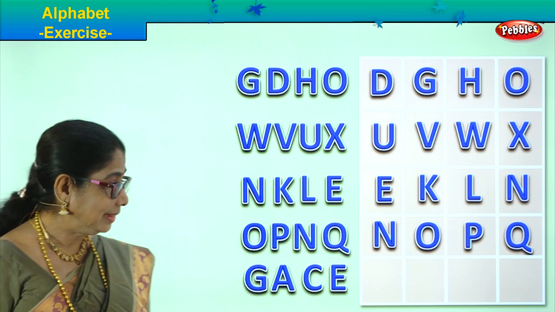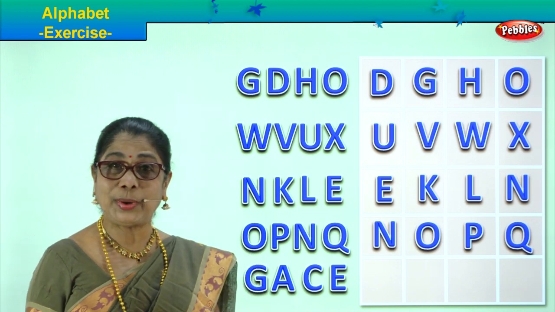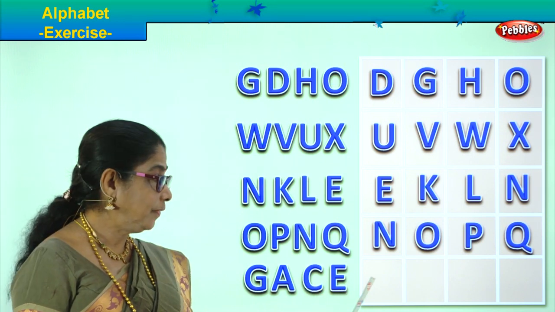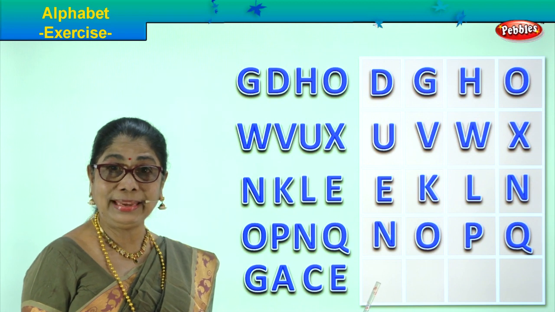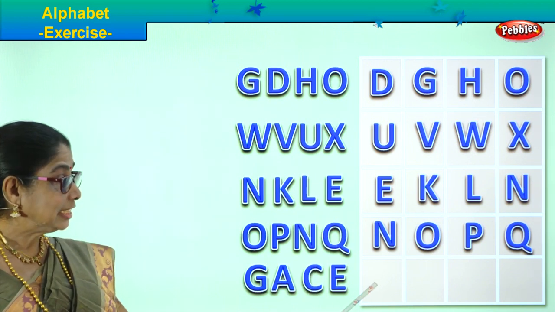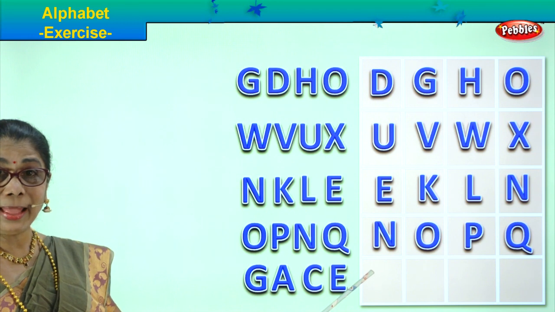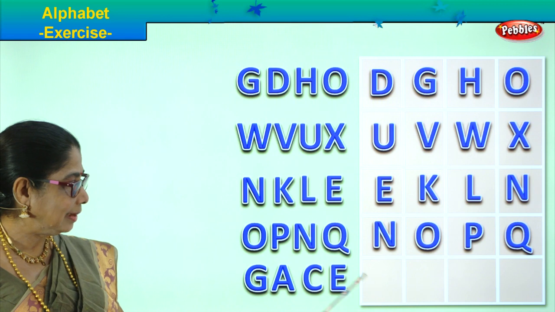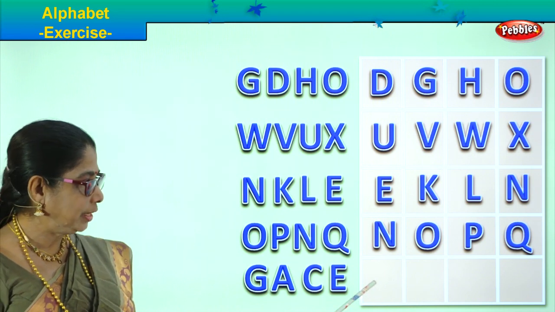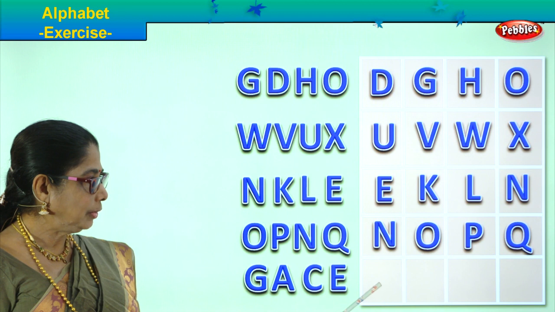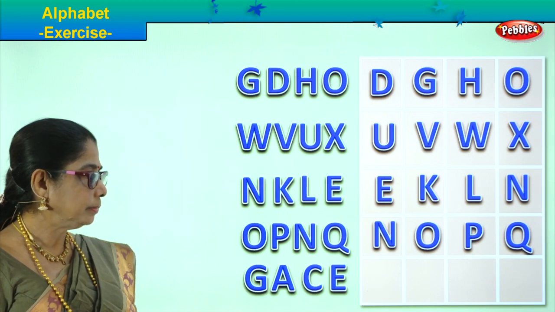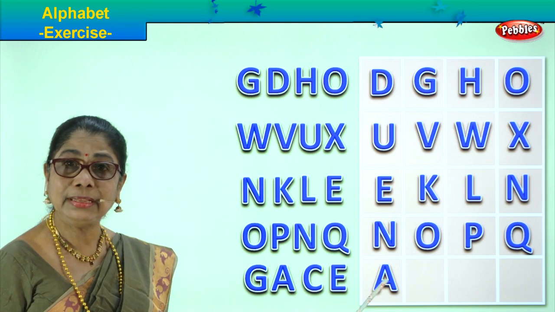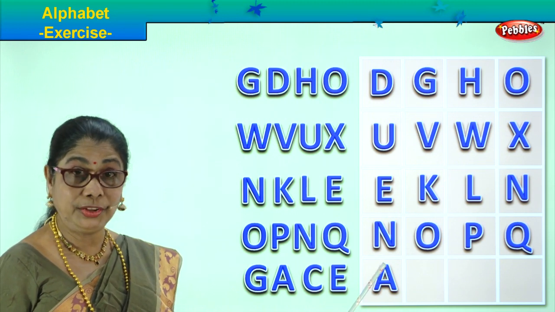Very good. Let's take the last line. Let's see what is given to us. G, A, C, E. What's the first letter in the English alphabet? A. We have A here. So we put letter A here. Apple. What's the sound of A? A. So we take the capital letter A and put it here. We put the first letter A here. Apple. Sound is A. Very good.